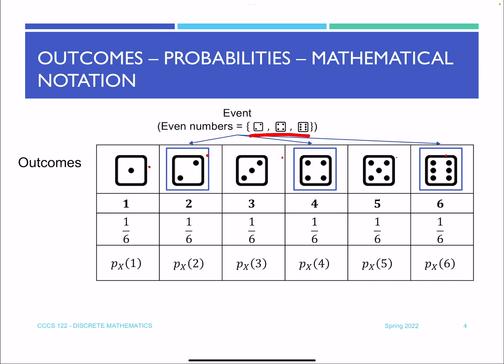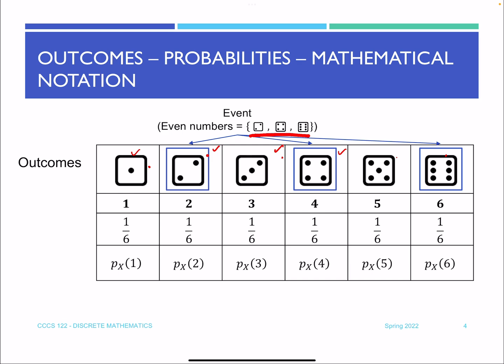Just like that, you could, of course, define an event that an odd number shows up, or that the number is less than or equal to 4. So that would include the outcomes 1, 2, 3, and 4 dots, and so on. You can make up any event that is needed for your problem.